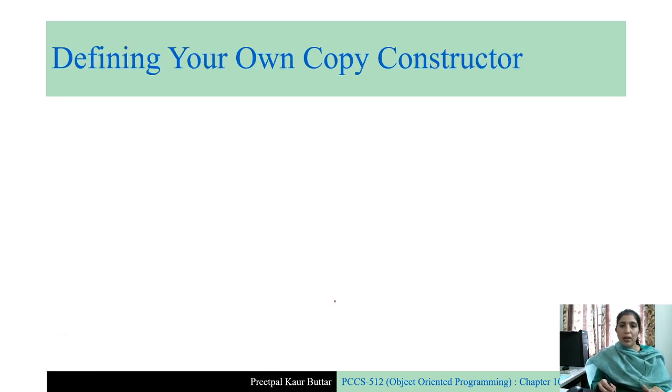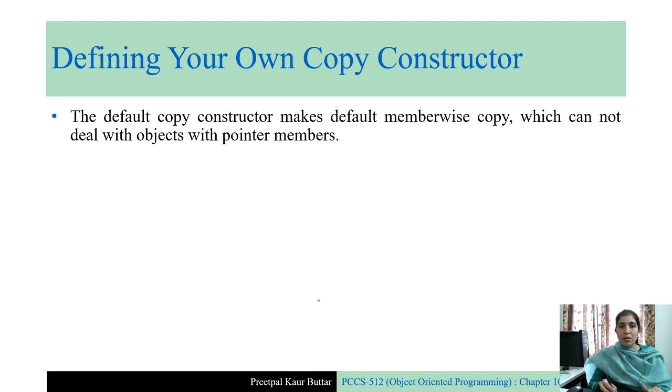Now you can define your own copy constructor also. The default copy constructor, which is automatically created by the compiler, makes a default member-wise copy, which means the values are copied. Suppose whatever value is there in the feet and inches of d1.